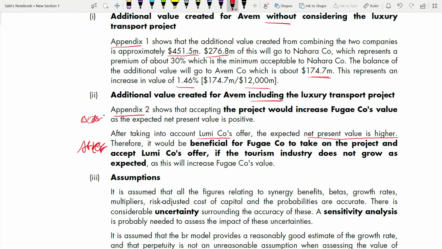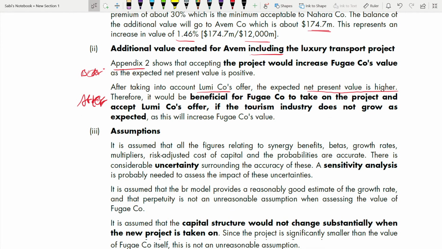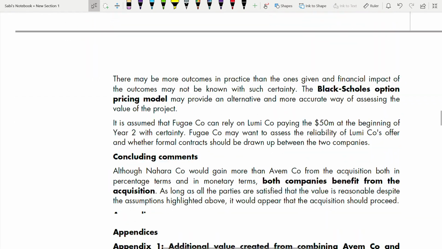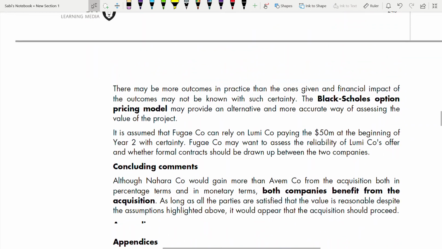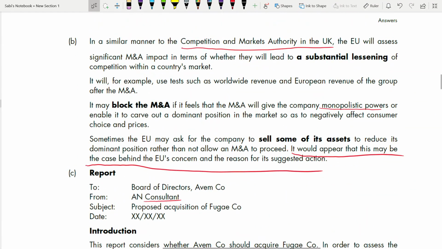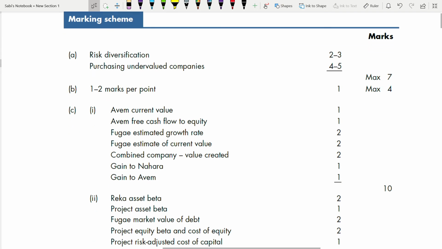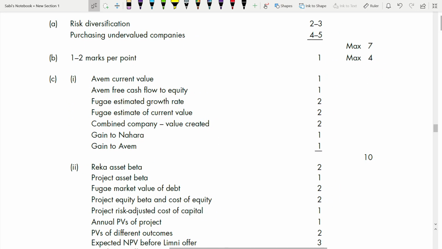Coming to assumptions. Only assumptions are left now, and then your concluding comments. Before that, since we are towards the end and assumptions are easy, I want to take you through the marking scheme. Very important again.